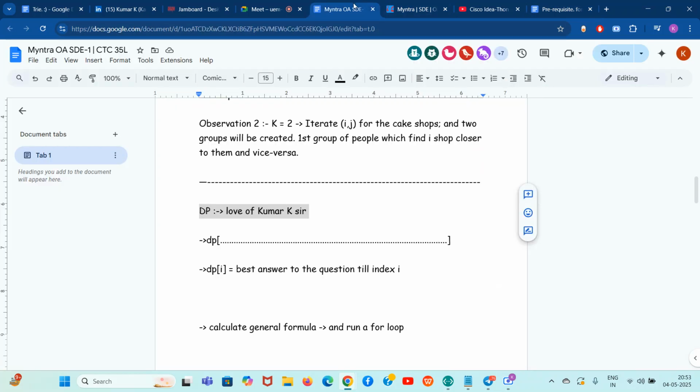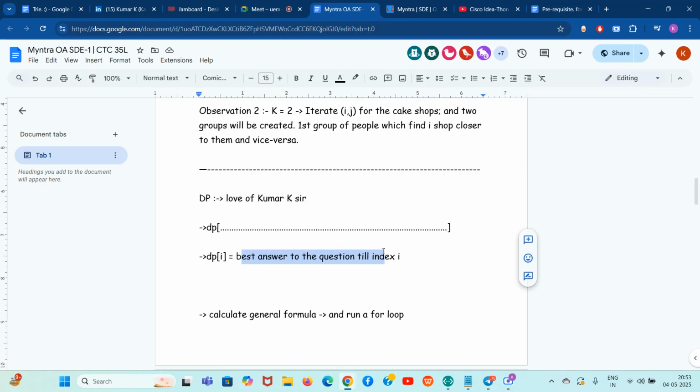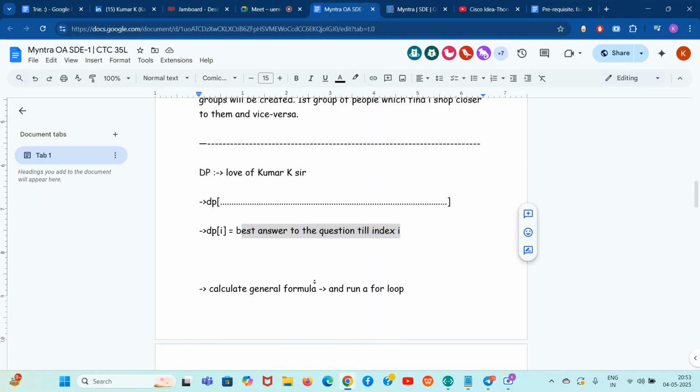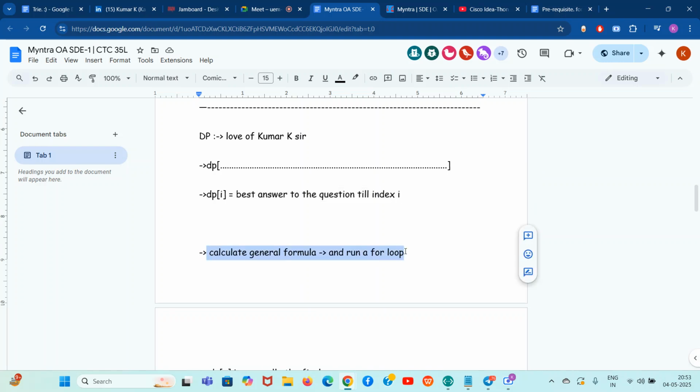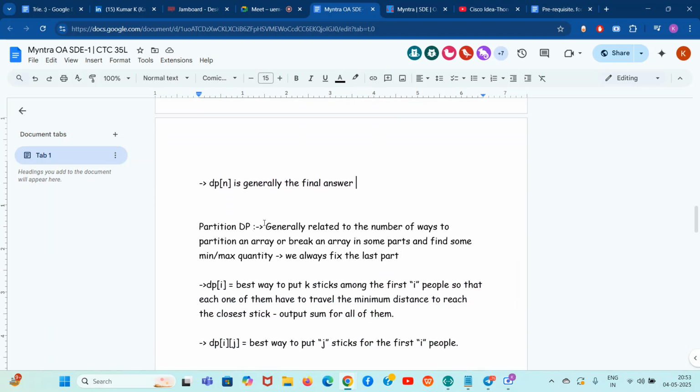So I assume that you know all that. So dp of I is the best answer to the question till index I. Then we calculate the general formula and run a for loop. dp of n is generally the final answer. Partition dp is generally related to the number of ways to partition the array, or break an array into some parts, and find some min max quantity.